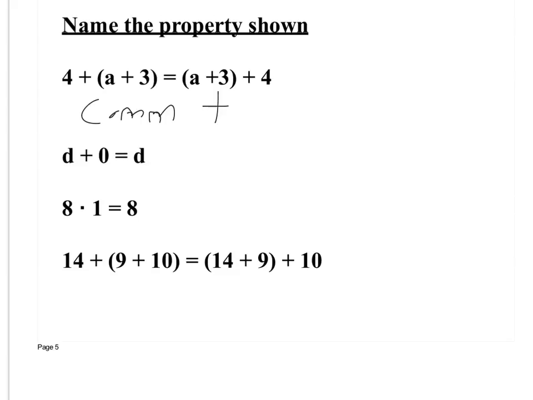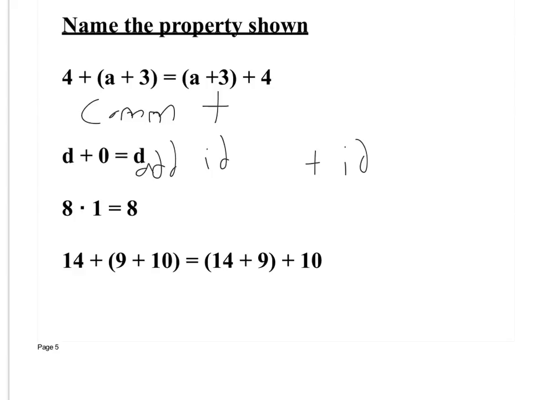D plus 0 equals D. Someone raise your hand and tell me what property that would be. Alan? Additive identity property, right? Because I'm adding a number, but I'm not changing the answer. So A, D, D, and I write ID, additive identity. Or you can write the plus symbol and then ID. Either way, it doesn't matter, as long as you know what you're talking about and I can understand it.